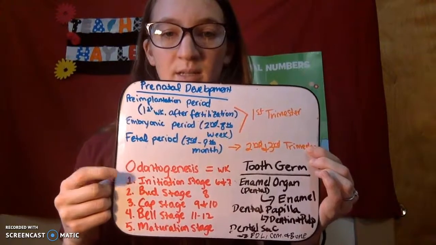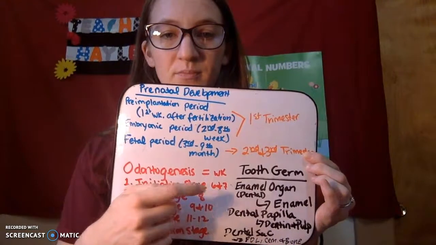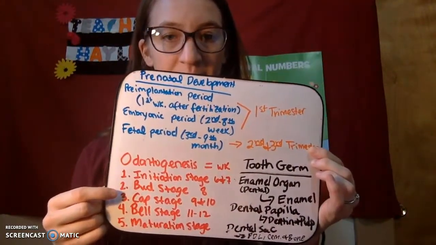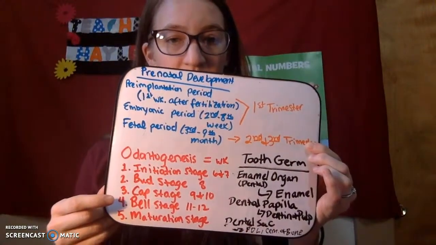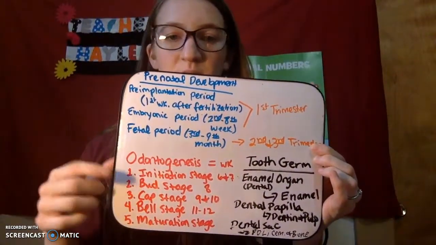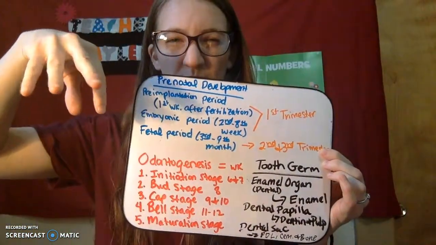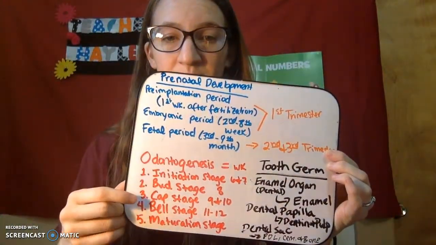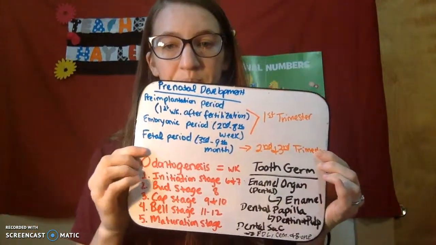The first stage is initiation stage, and it's from week 6 to 7. And then we have the bud stage, which is the 8th week, the cap stage, 9th and 10th, the bell stage, 11th to 12th, and then maturation stage. And so if you look at a picture, it starts as a bud, and then it goes to the cap stage where it's more sprawled out and kind of looks like fingers. And then we go to the bell stage, which starts to look more like a bell.